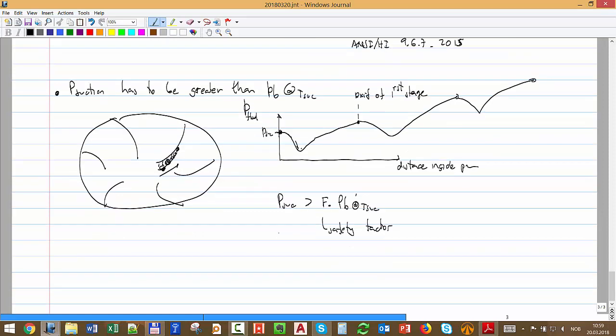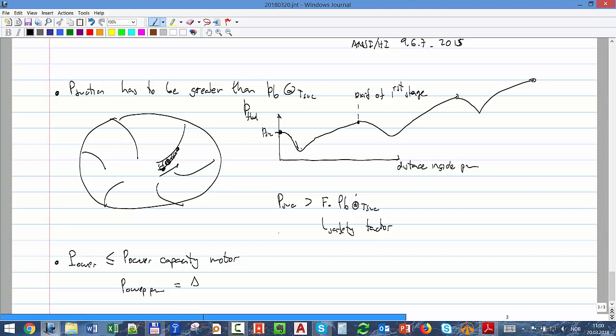And the last condition that we are going to consider is that the power has to be less than or equal to the power capacity of the motor. Remember, we calculate the power of the pump by delta P times the rate at local conditions, divided by the mechanical and the hydraulic efficiency. And we are not talking about volumetric. We are just going to keep it simple in this course.